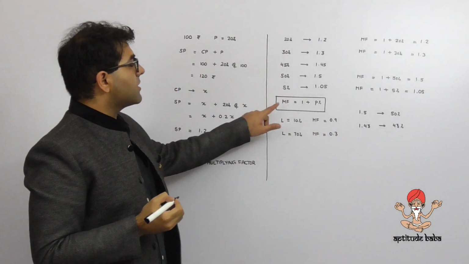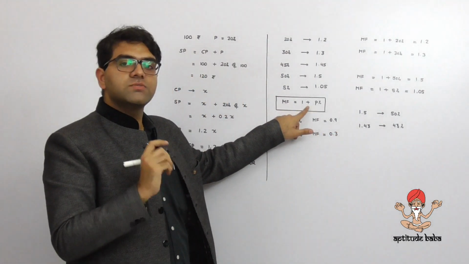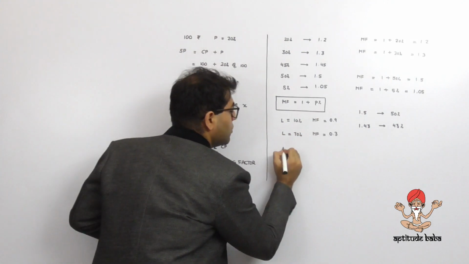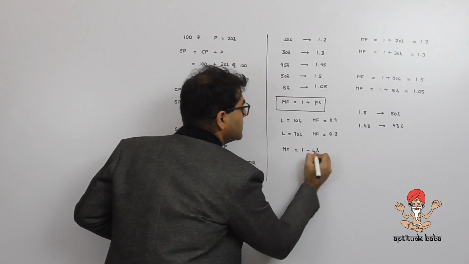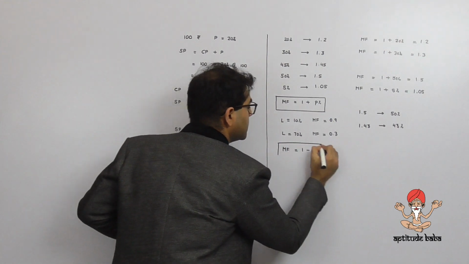तो अगर मैं मल्टीप्लाइंग फैक्टर को प्रॉफिट के लिए डिफाइन कर सकता हूं as 1 plus p%, तो मैं लॉस के लिए भी मल्टीप्लाइंग फैक्टर को डिफाइन कर सकता हूं, that will be 1 minus loss percent.